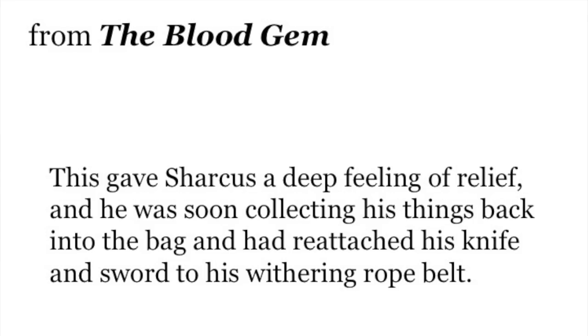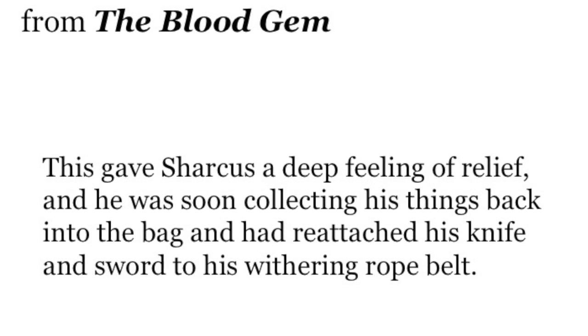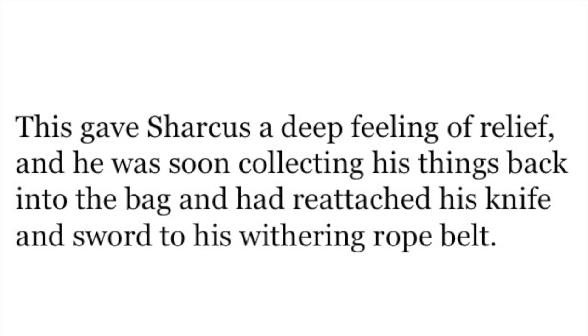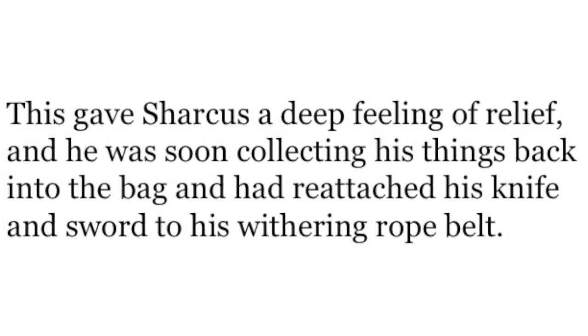So this is the kind of concrete detail that Gardner is talking about. We're able to see that he's collecting his things back into the bag and had reattached his knife and sword to his withering rope belt. Those are all details that we can sense with our touch, our sight, things that really establish the kind of person that Sharkus is. We can tell that he's a down-and-out kind of guy. He feels the need to protect himself. It also tells us a lot about the world that he lives in. It's a dangerous world. It's a world in which he has to carry a knife and a sword.